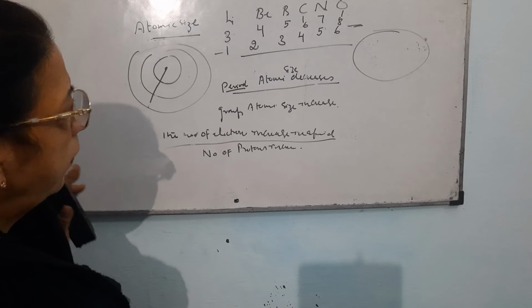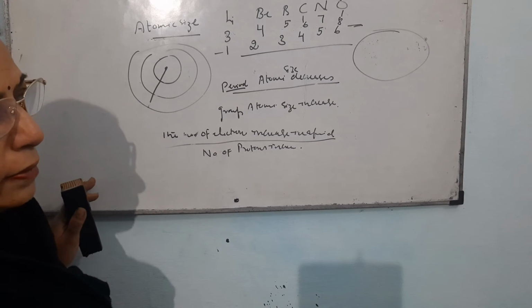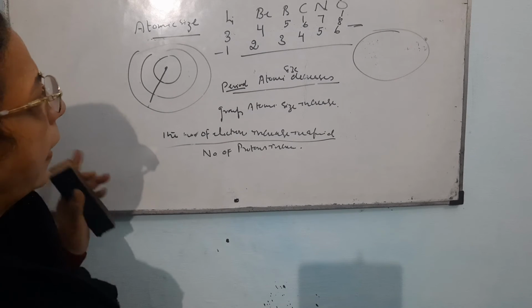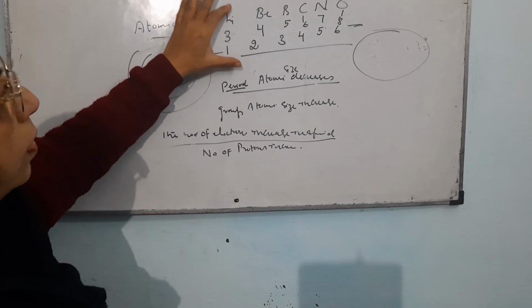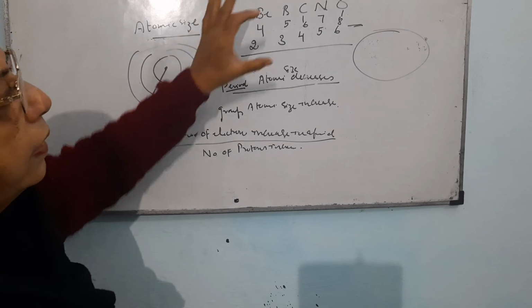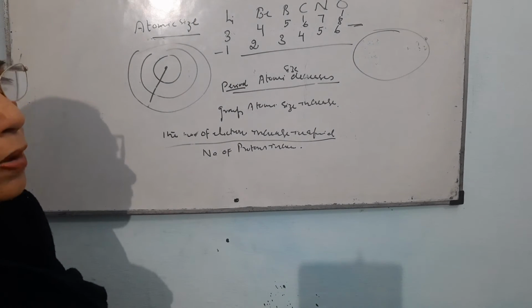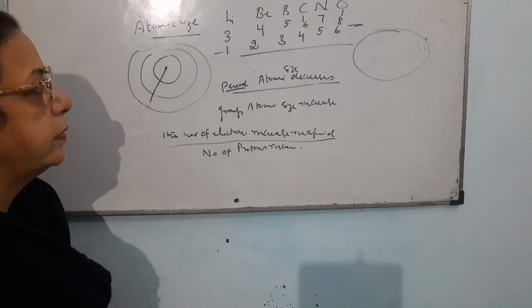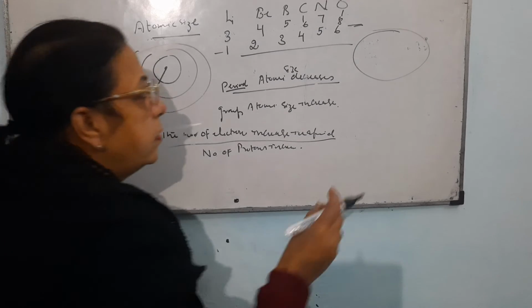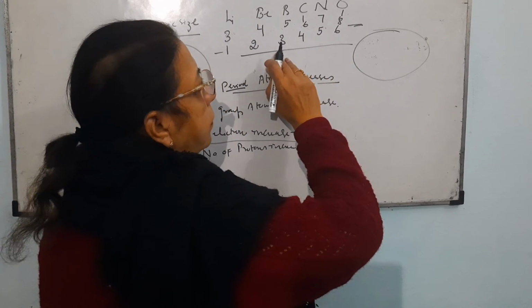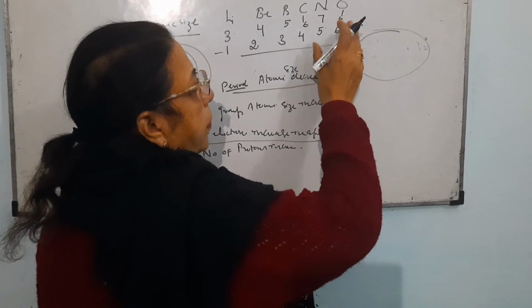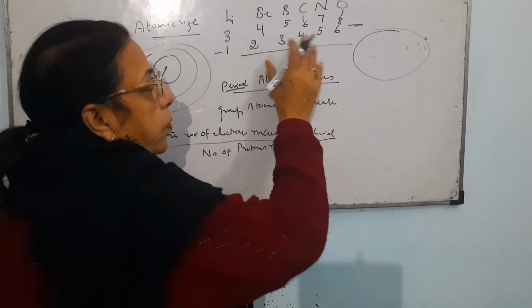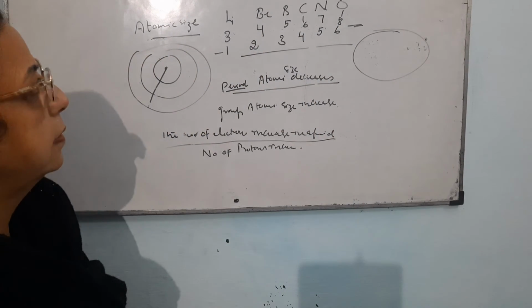Now, if the electrons are present in the second shell, that means if the electrons increase, there will be an increase in the number of protons also. There will be an increase in the nuclear size. This nucleus will pull the electrons towards itself because the number of protons has increased.